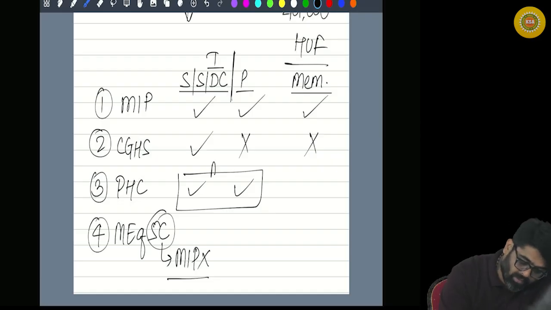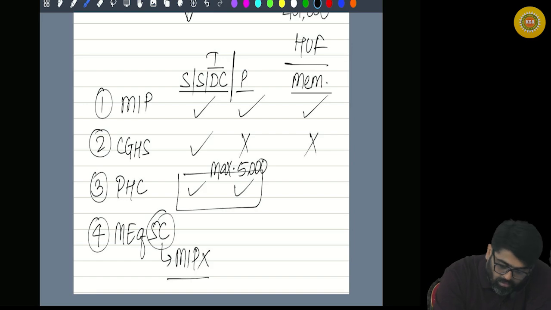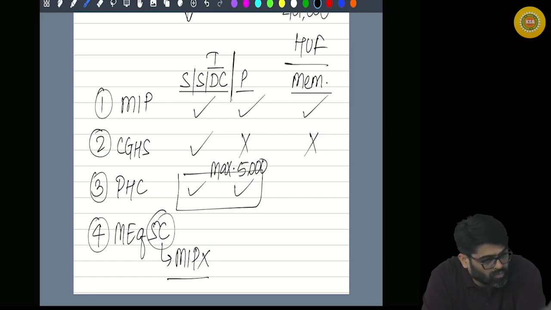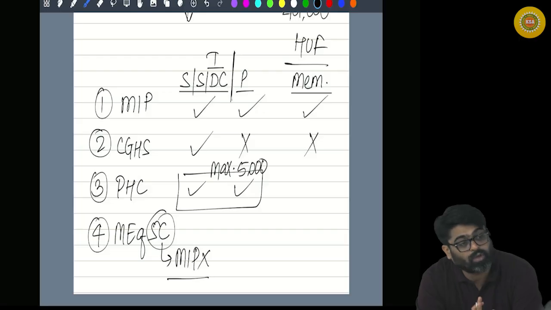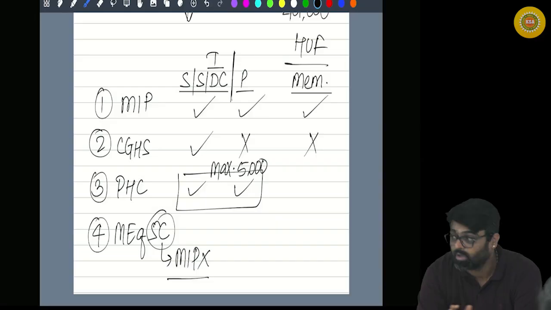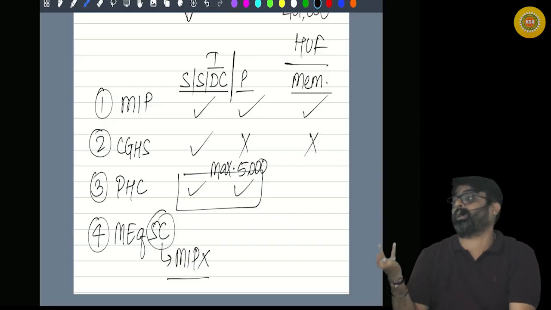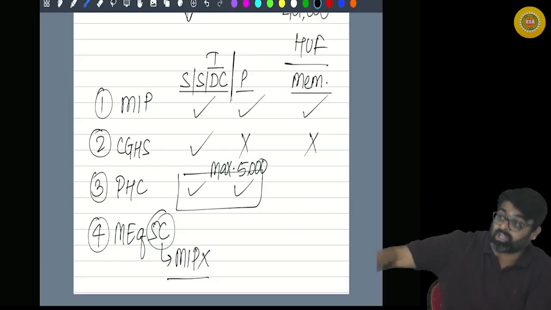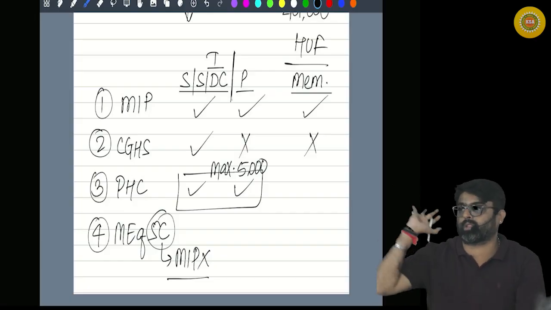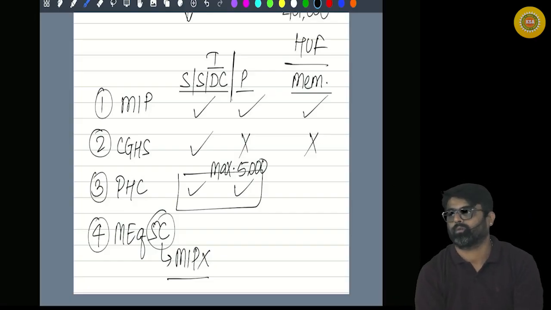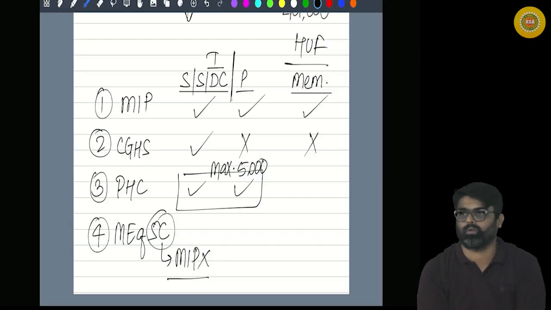But the maximum amount which will qualify will not be more than 5,000. So for you, your spouse and dependent children, maximum 5,000. For you and your parents, maximum 5,000. 5,000, 5,000 separately? No. For you, your spouse, dependent children and your parents taken together, the total preventive health checkup cannot be more than 5,000. Total 5,000 will qualify.